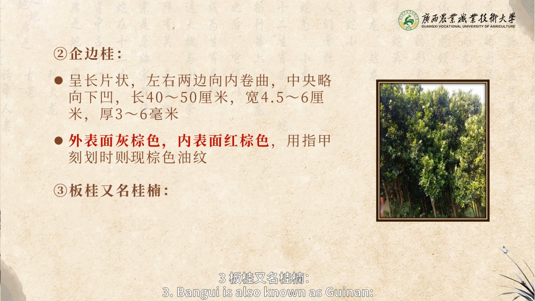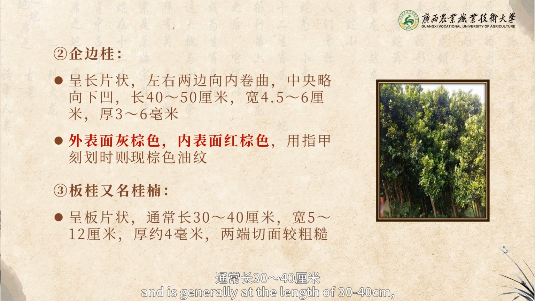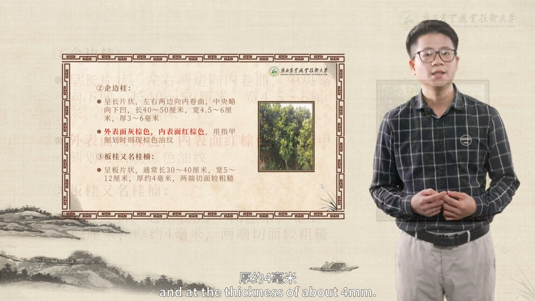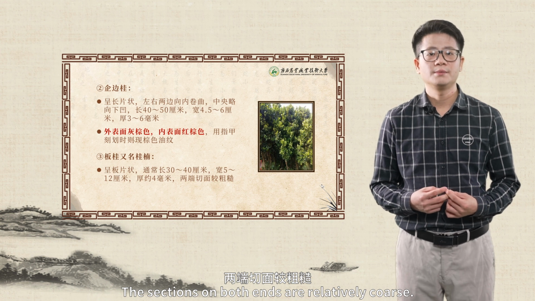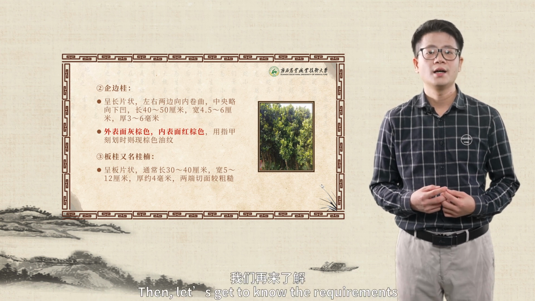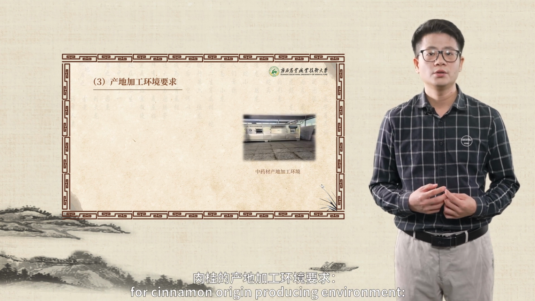3. Ban Gui is also known as Gui Nan. It is in lamellar shape, and is generally at the length of 30 to 40 centimeters, at the width of 5 to 12 centimeters, and at the thickness of about 4 millimeters. The sections on both ends are relatively coarse. Then, let's get to know the requirements for cinnamon origin producing environment.